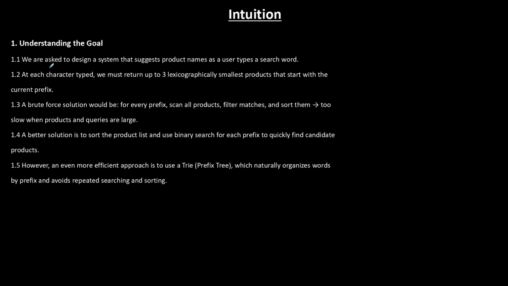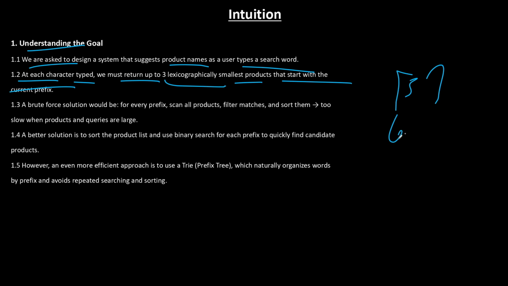To understand what the problem is asking, we should build up an intuition for the problem. Let's start by understanding the goal. We are asked to design a system that suggests product names as a user types a search word. At each character typed, we must return up to 3 lexicographically smallest products that start with the current prefix. We have to return 3, right? There is a limit set for us.